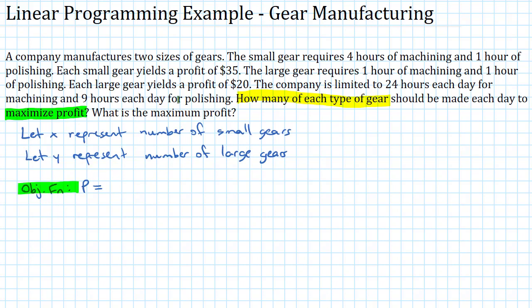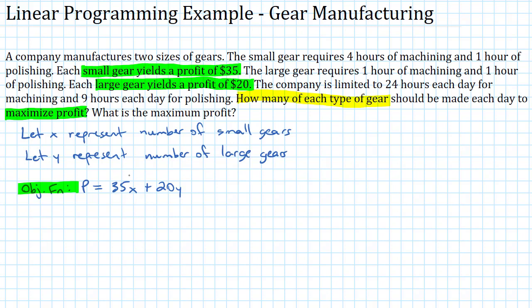So we start searching through here, and we need to figure out how much profit each gear gives us. The small gear yields a profit of $35. Well, if we make x gears, then 35 times x is how much profit we'll get from the small gears. And the large gear yields a profit of $20. And if we manufacture y large gears, then 20 times y is how much profit we'll make on the large gears. And if we add those together, that's our total profit for both gears. Okay? So that's our objective function.